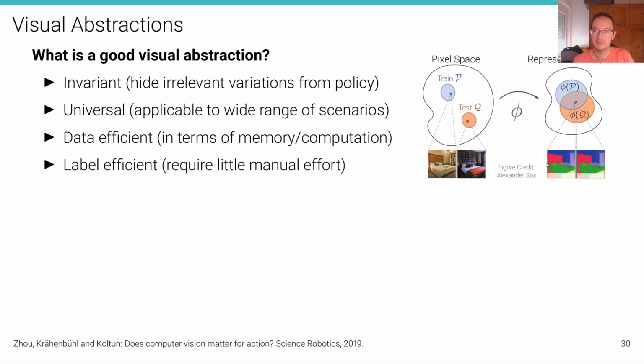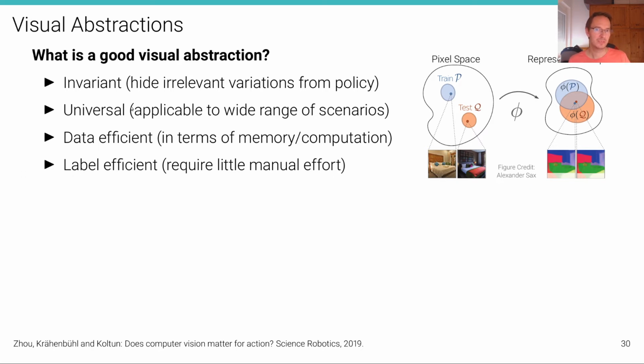On the right, we can see the corresponding representation space where a semantic segmentation has been used as intermediate representation. And we can see now that the train and the test distributions overlap in this feature space much more strongly compared to the original pixel space, as the irrelevant photometric variations in the original images have been abstracted away. And if we look just at the semantic segmentation, these two images look almost the same.